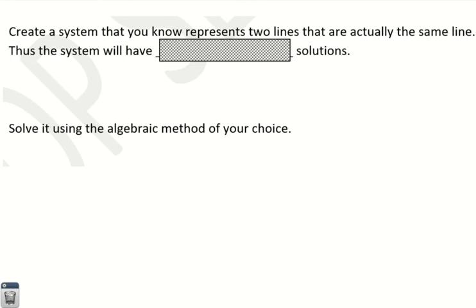But in the other situation, create a system that represents two lines that are actually the same line. Thus, the system will have how many solutions? If the graphs would end up being two lines right on top of each other, you would have infinitely many. So perhaps you can come up with that on your own, can you? Two lines that are actually the same line.